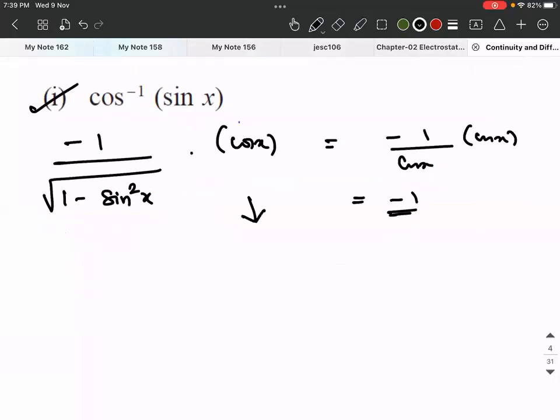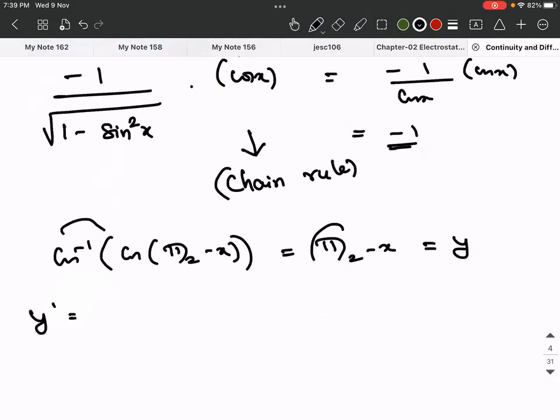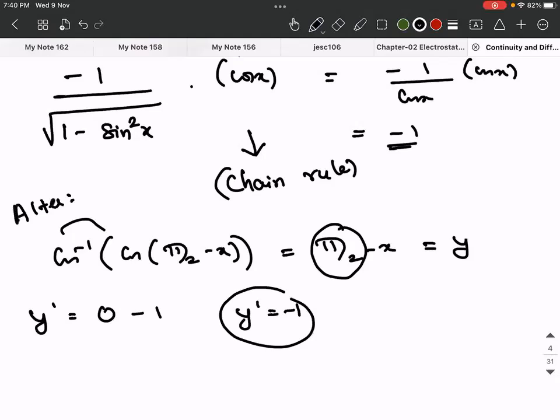So how did I do this? I did this using the chain rule. Alternatively, I could have written sin x as cos of pi by 2 minus x. So cos inverse of cos of pi by 2 minus x is pi by 2 minus x. So this is also y. Now what will be y dash? Derivative of pi by 2 is 0 and derivative of x is minus 1. So y dash is equal to minus 1. This is an alternate way. You can solve the problem in any way you want, any method, whichever you are comfortable with.